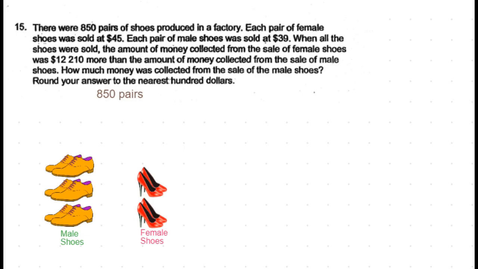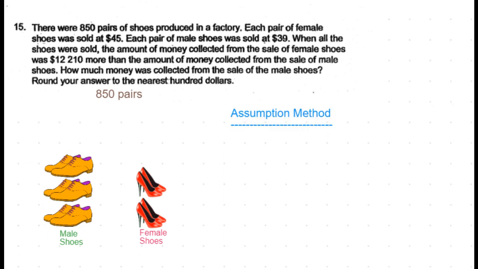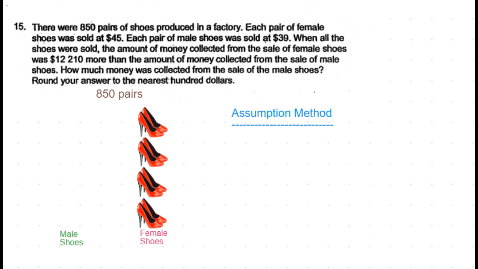Okay. The total pairs of shoes is given as 850, out of which some are male shoes and some are female shoes. We need to find out the number of male shoes to find the amount of money collected from the sales of the male shoes. We are going to do this using assumption method. In assumption method, we will assume any one of those as the complete set of shoes. For example, if we want to find the number of male shoes, we'll assume everything to be female shoes.